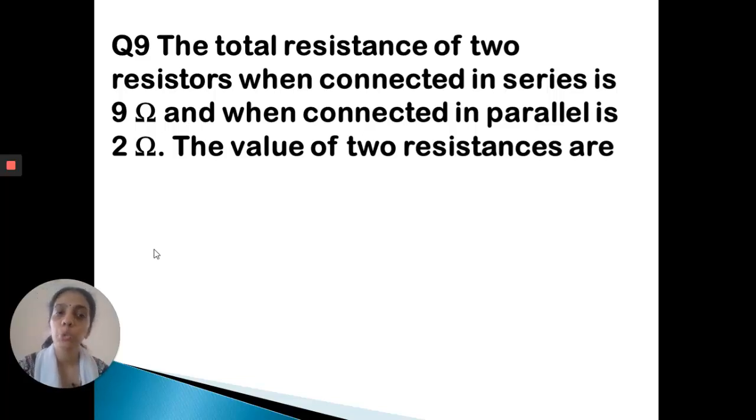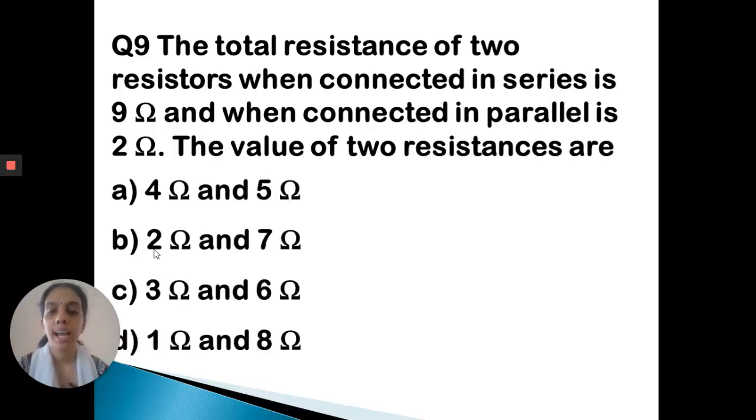So here we are getting two equations. X plus y equals 9 ohm, and xy divided by x plus y equals 2 ohm. So x plus y equals 9 ohm and xy equals 18 ohm. You can find the value because you know how to solve two equations. X plus y equals 9 and 1 by x plus 1 by y equals 1 by 2. Find the value of x and y. So the answer will be 3 ohm and 6 ohm.